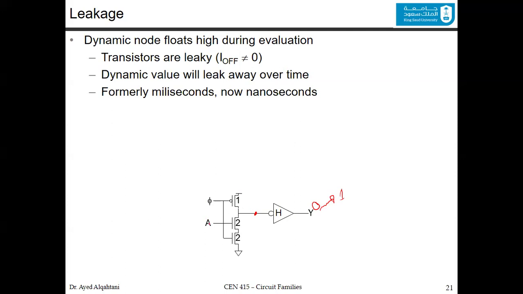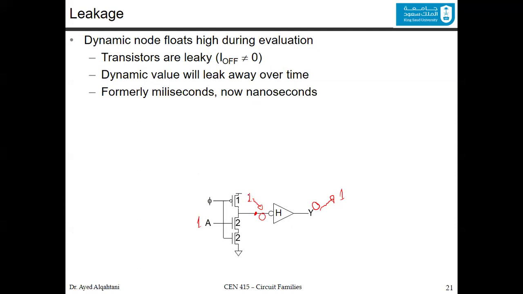Even though this value is 1 the whole time, it's supposed to be 0 the whole time. The problem that you might face is that after a while, this 0 becomes 1. Why? It's actually because before the inverter, it was 1, and with time, it's leaking its value, and it becomes 0. It was 1 when you are charging.